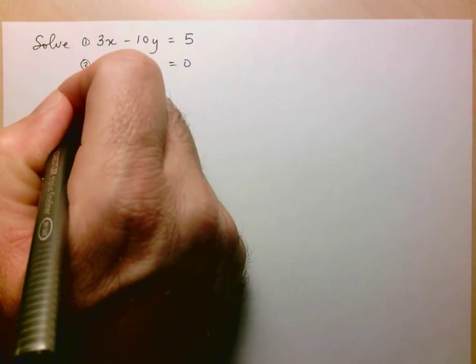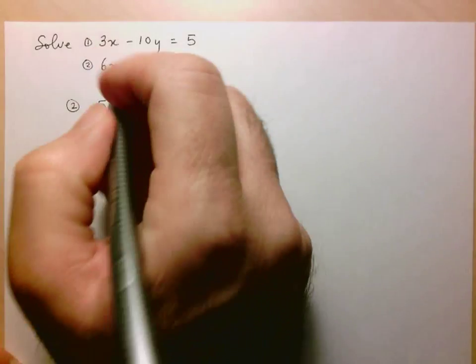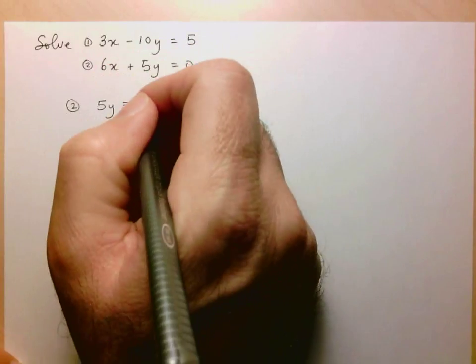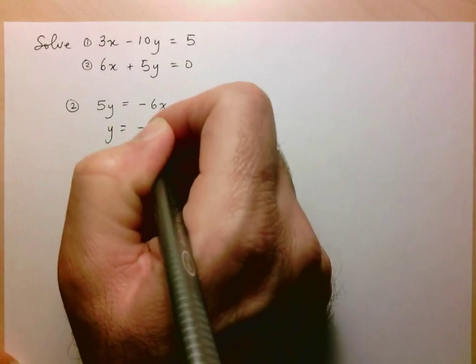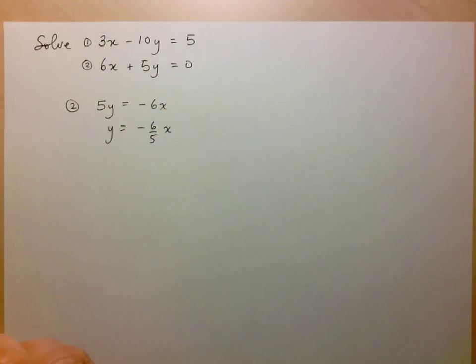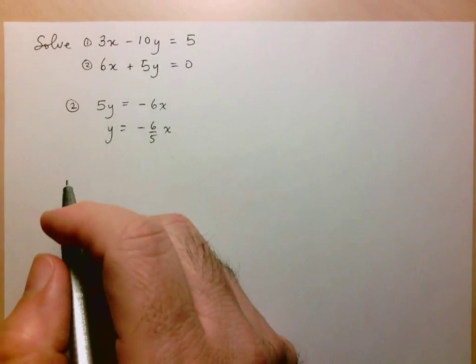Okay, so from equation 2, I'll leave the 5y on the left hand side, so bring the 6x to the other side. I get negative 6x, and so y is equal to negative 6 over 5 x. Okay, so now I've isolated one of the variables. Again, it's nice that I don't have that extra constant hanging around.